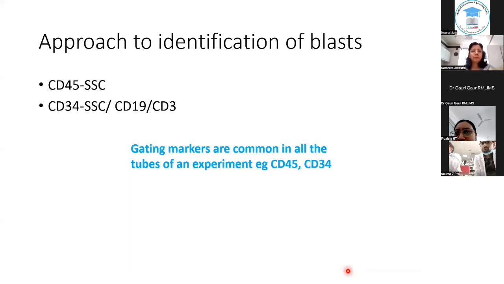Now, how do you identify blasts? Most commonly used is the CD45 versus side scatter strategy. The other way is to use a CD34 versus side scatter, or a CD34 versus CD19, or a CD34 versus CD3. It depends on a case-to-case basis. If on a CD45 versus side scatter, you cannot see a blast population clearly, but you can see it on some other dot plot, you can use that as well. So gating markers are the markers which are common in all the tubes of an experiment. In my 8-color panel, I have CD45 and CD34 as gating markers in all the tubes.